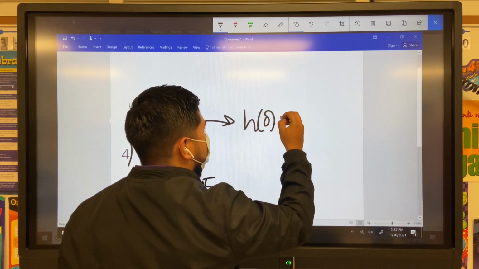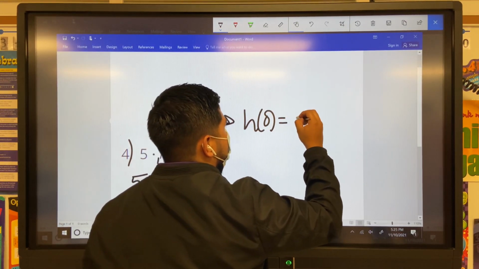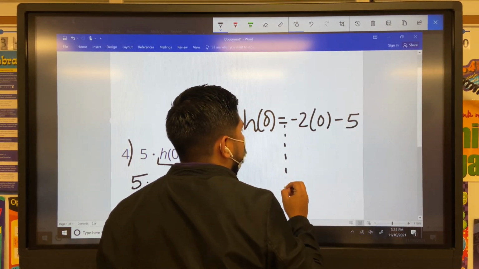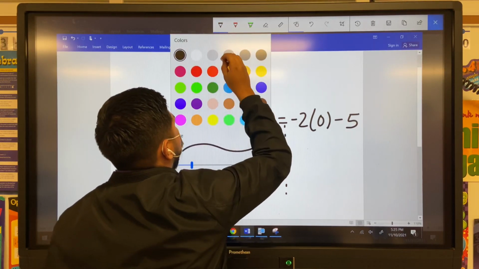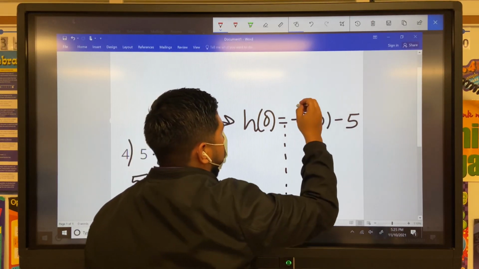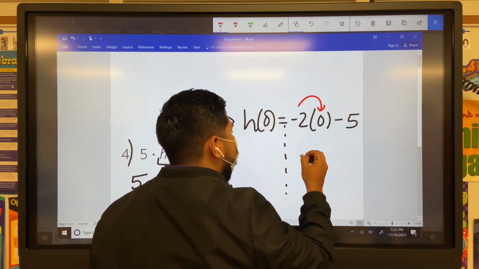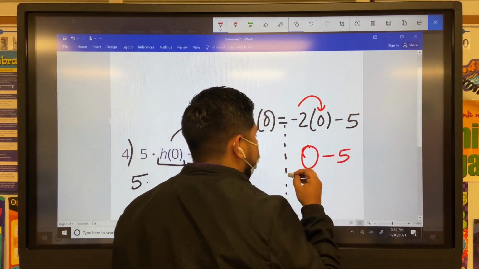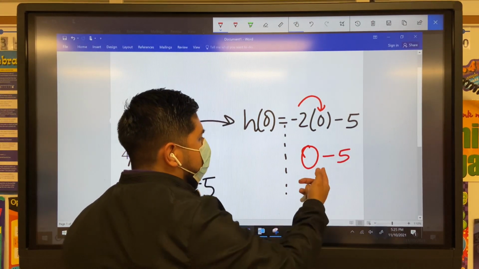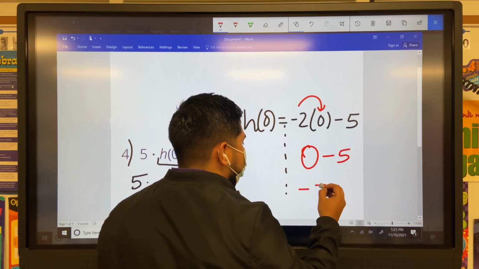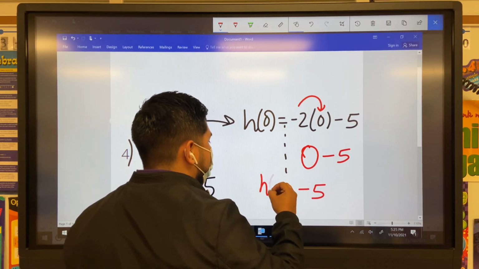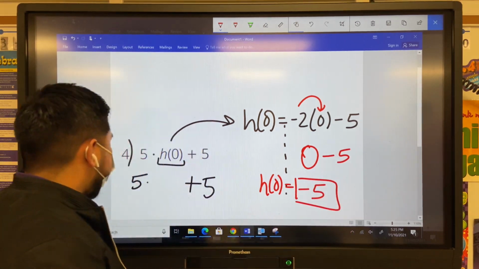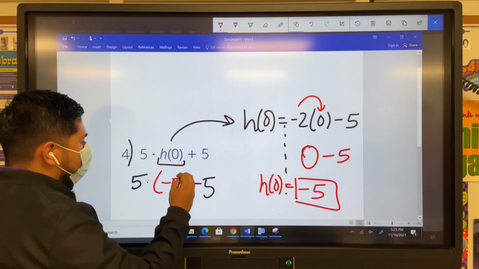H of 0 equals negative 2 parentheses 0 minus 5. I know that your elementary teachers have always told you anything times 0 gives me 0. Bring down the minus 5. 0 minus 5, we can't make it positive because that's going to look like a negative. We got negative 5. H of 0 is negative 5. We're not done. Negative 5 goes right here.